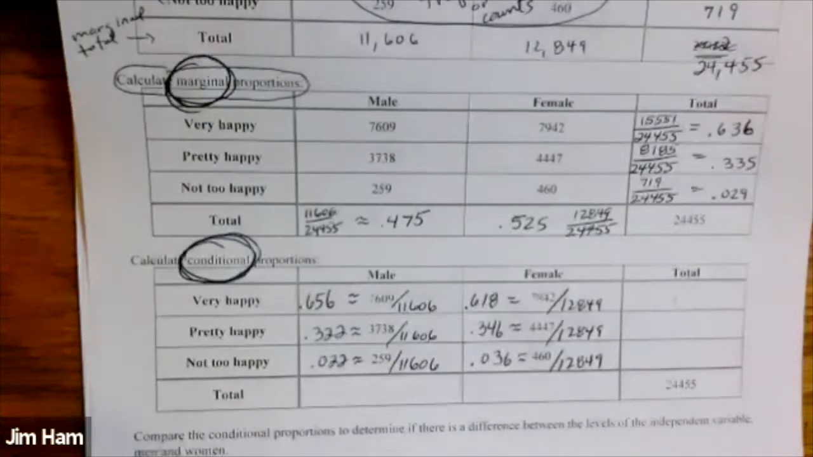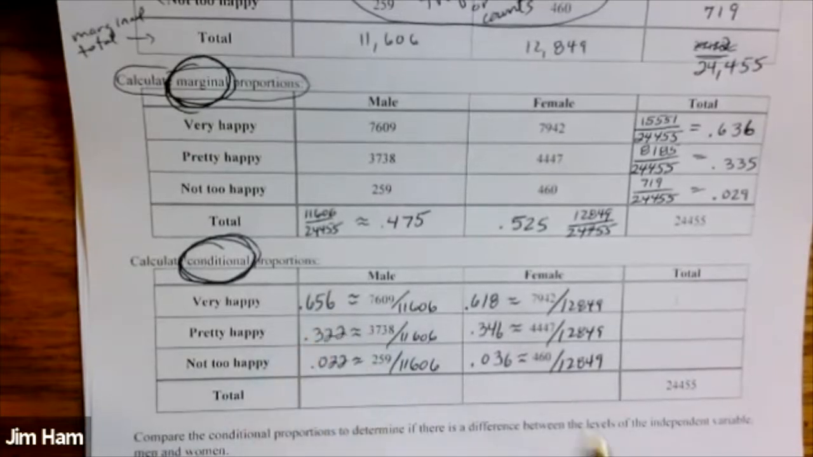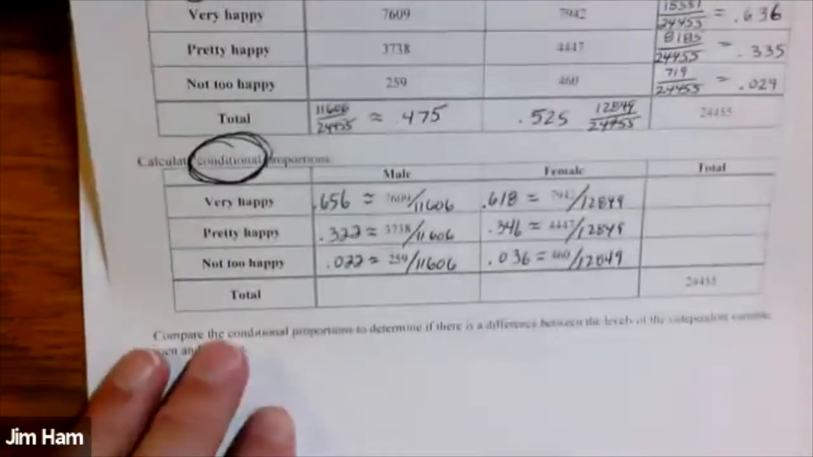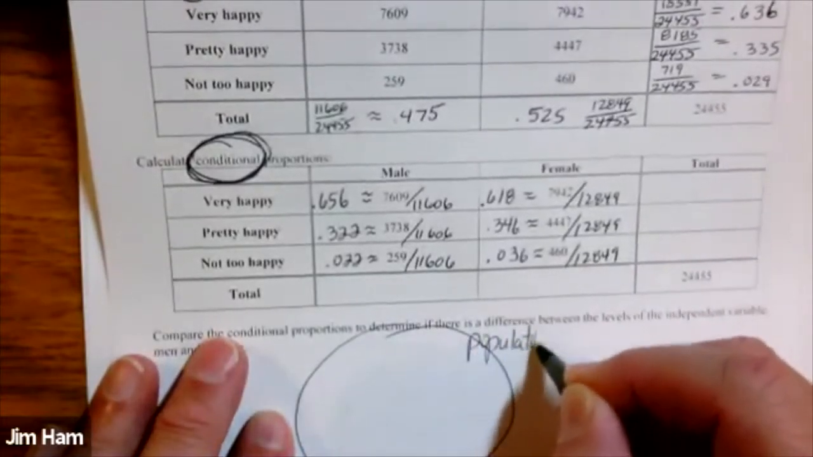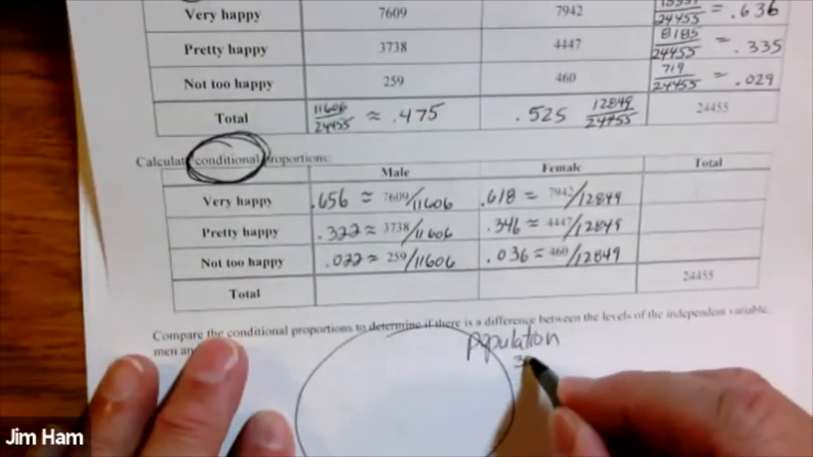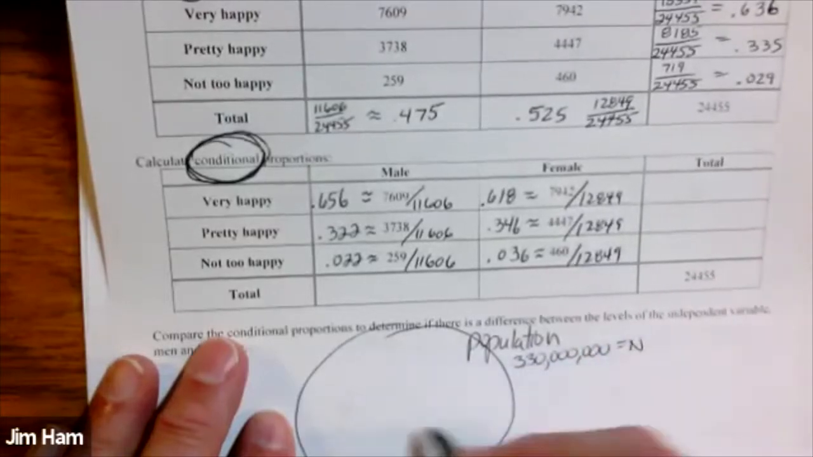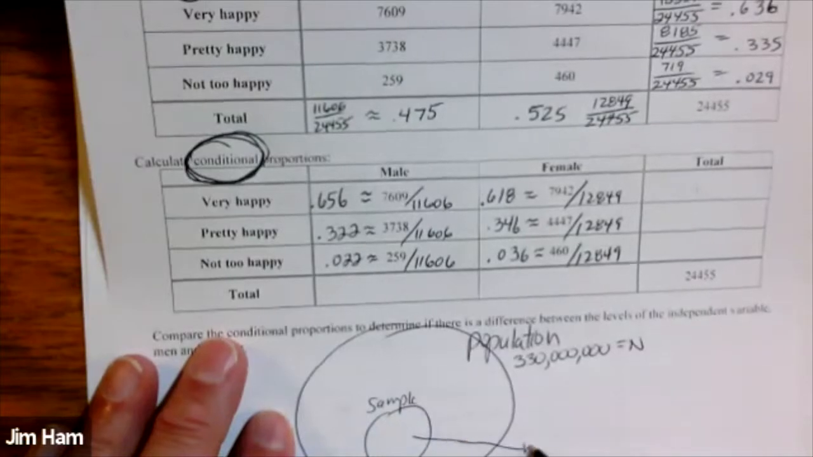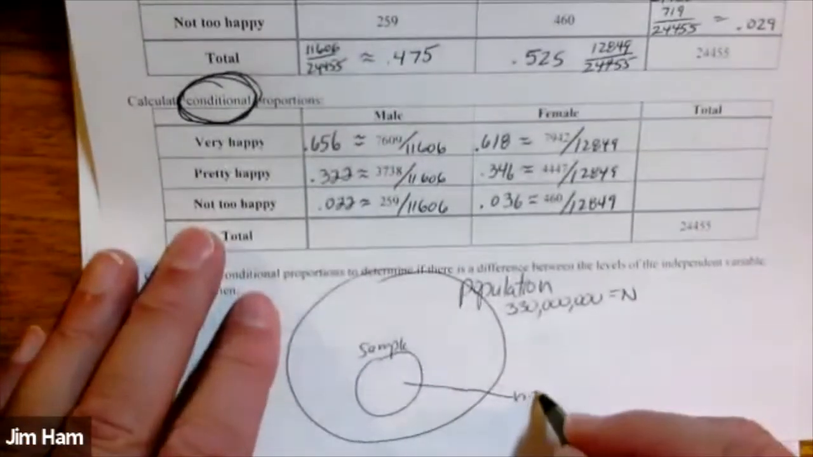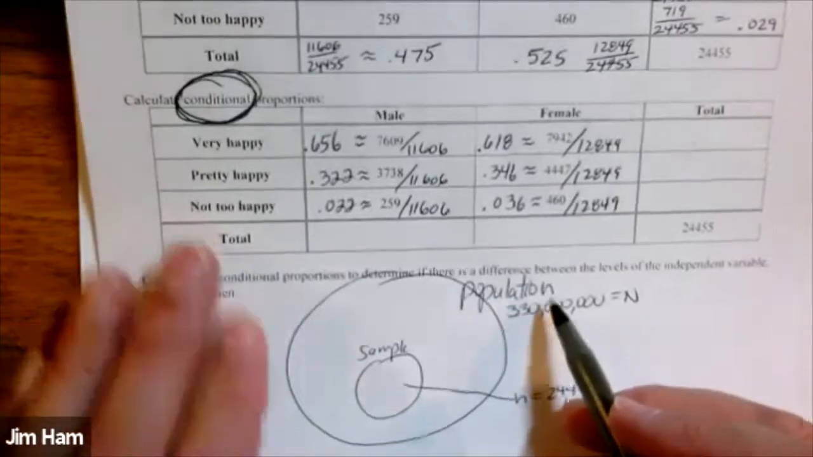Okay, so what we're doing here is we're describing these different subgroups of the population. We've got this big group. It's one sample, one big sample from a population. In this case, the US population, 330 million, and then we take this sample, and this sample is huge. It's got a sample size of 24,455.